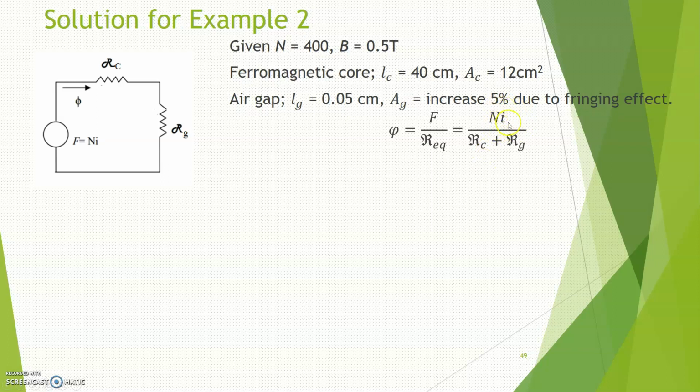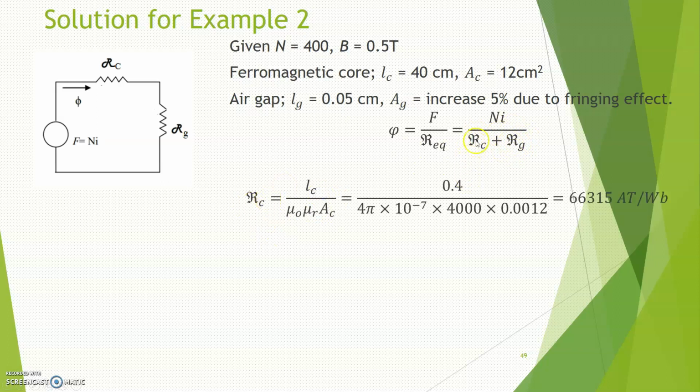So before you can find the value of I, you need to find the value of the reluctance of the core and the reluctance of the air gap. First of all, you need to find the reluctance of the core. The reluctance of the core is equal to the length of the core divided by mu naught mu r multiplied with the cross-sectional area of the core. So just substitute the values accordingly.